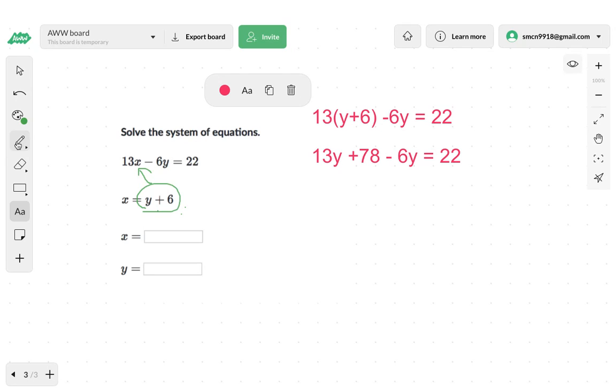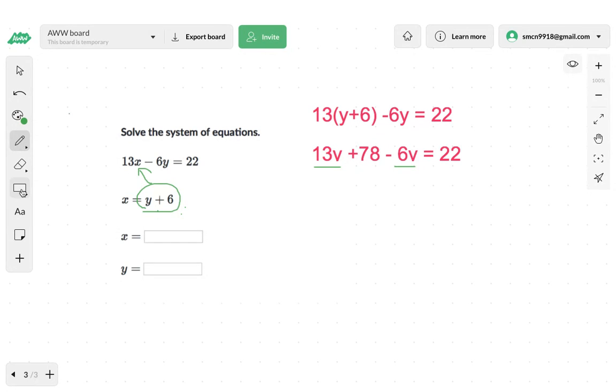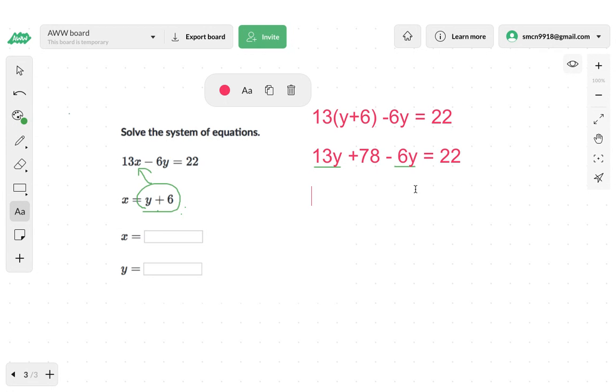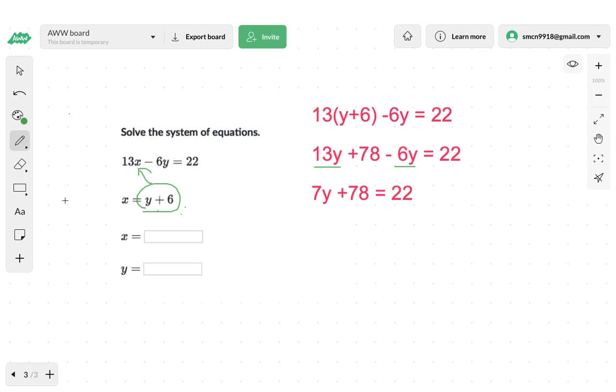If you see, I have here the two y values that I need to combine. And they're on the same side of the equal sign. So we're just combining. So we're just doing 13 minus 6. The only time we do inverse operations is when we go across this equal sign. So 13 minus 6 gives you 7y. I'm going to bring down the rest of the equation. And then going to subtract 78 on both sides.